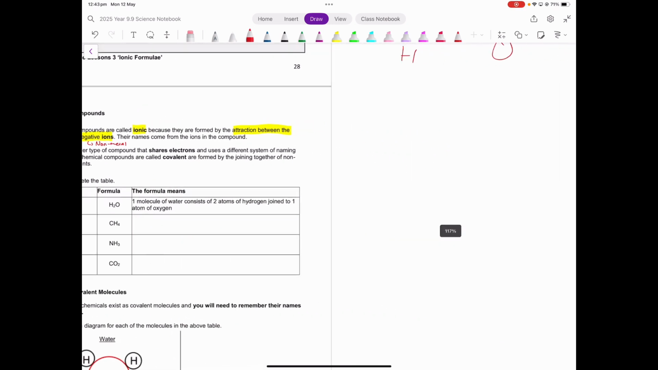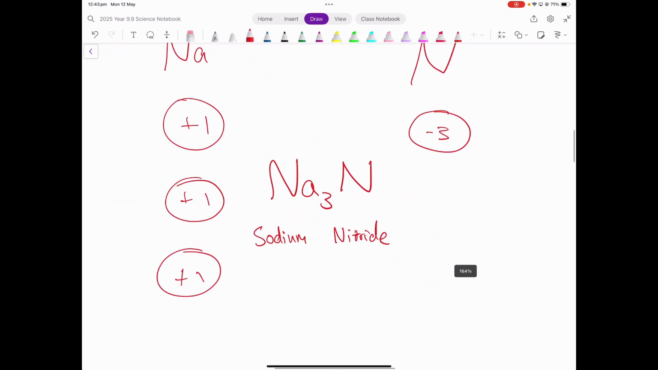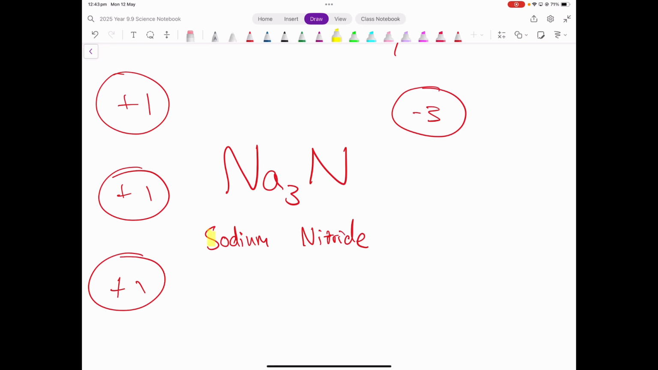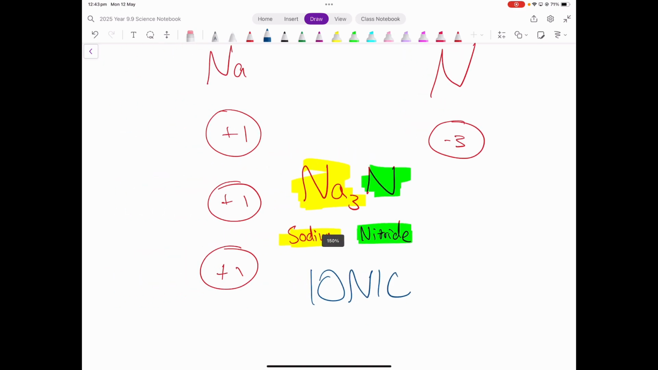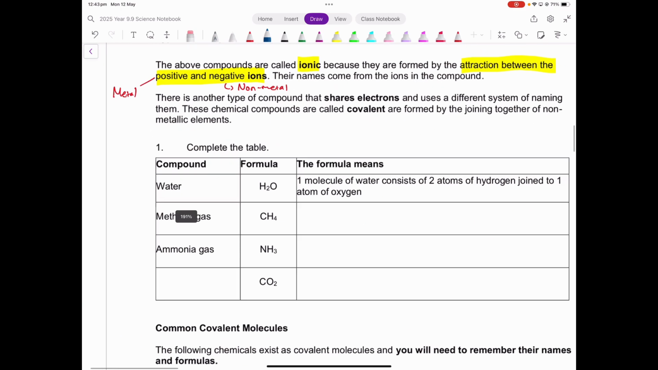So, for instance, our example was sodium nitride, and sodium nitride was named because it had sodium as its metal and nitride as its non-metal. So sodium nitride is an example of an ionic compound, meaning it is made up of ions.